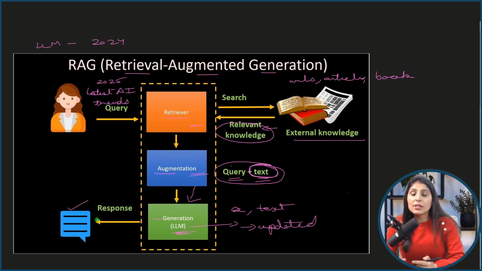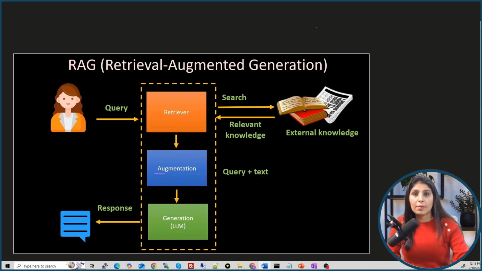So guys, here see, we are not retraining our model, we are not fine tuning our model, we are only providing external source to retriever, and then our LLM is generating response on the basis of that retrieved document. Now let's see another example.